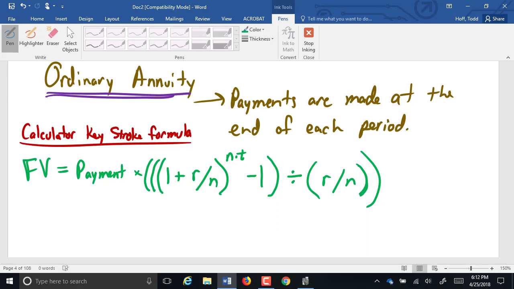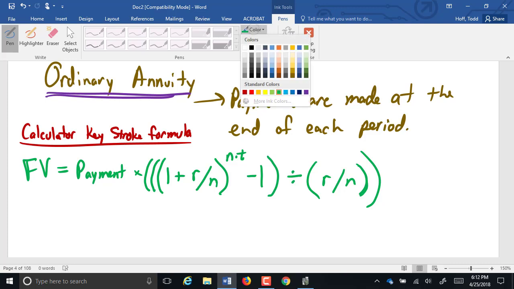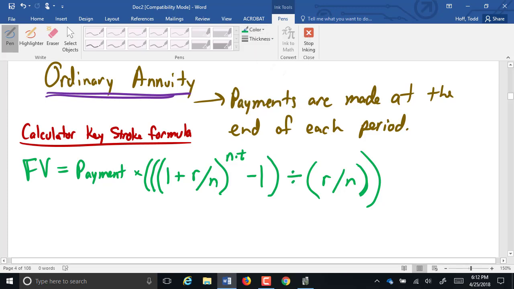Now again, this looks very different than what's in the book, so I would recommend you have this written down somewhere inside of the front cover or back cover of your notebook where you can find it easily. N is the number of periods per year. T is your time in years. So, example time.